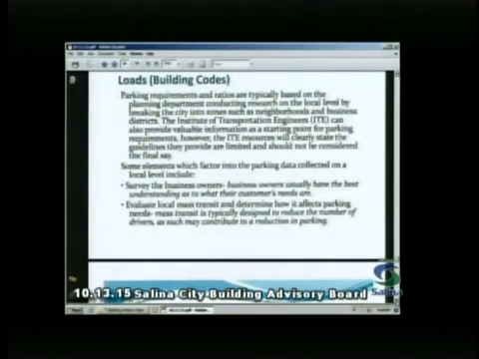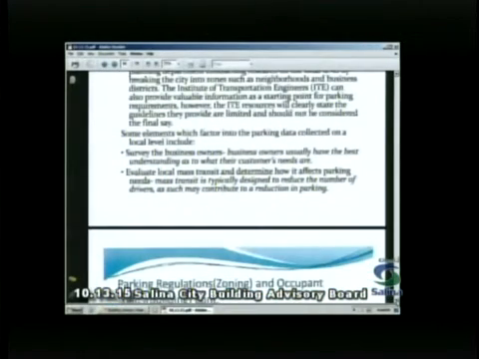But where do you actually get the parking requirements? What are the parking requirements? How do you know how many parking spaces you need? One big factor, or several big factors into that, you survey the business owners, they usually have the best understanding as to what their customer needs are. You evaluate your local mass transit, determine how it affects your parking. Can we reduce the number of parking spaces because we have effective mass transit, those type of things?